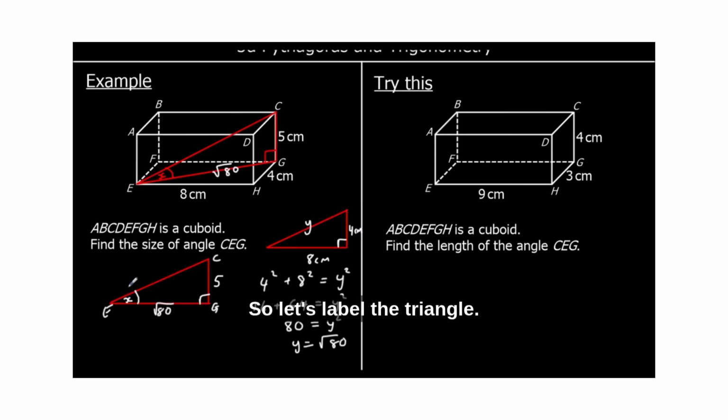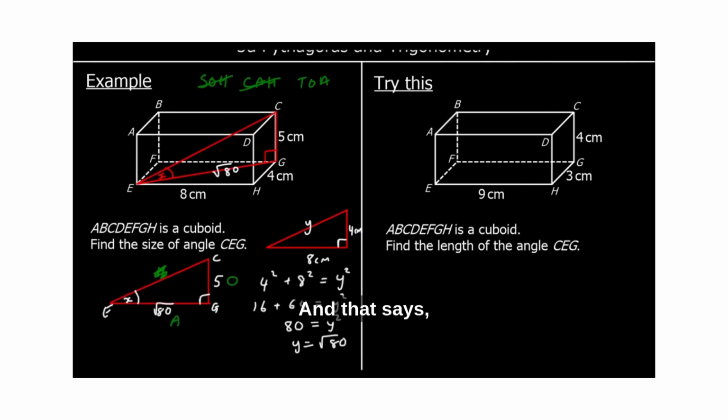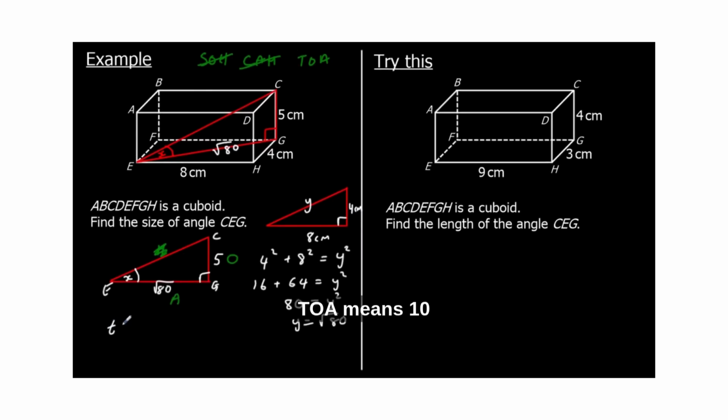So let's label the triangle. The hypotenuse is the longest side. The opposite is opposite our angle. And the adjacent is in between our angle and the right angle. So we're using A and O. H isn't in the question. So it's TOA. We're using the one with O and A in. We're not using the ones with H in. TOA means tan with the angle, tan x equals the opposite over the adjacent.